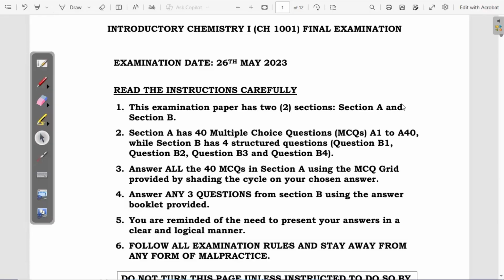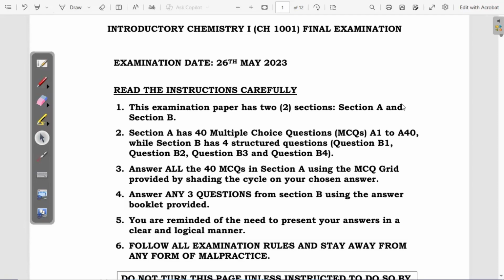Today we'll be looking at the chemistry final exam for the 2023 January intake. This paper has two sections. Section A has 40 multiple choice questions, and then there's section B with 4 structured questions. We are going to answer all the questions in this paper.